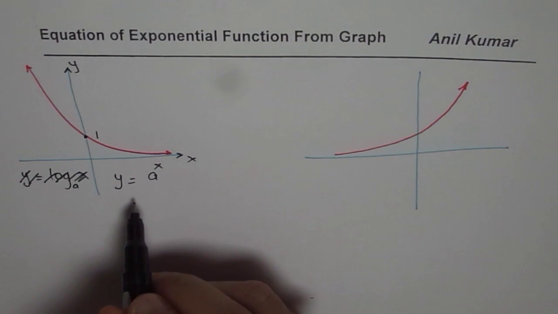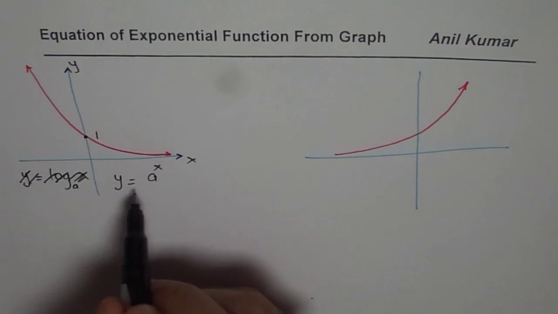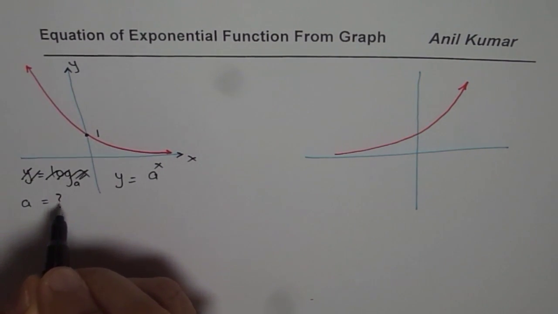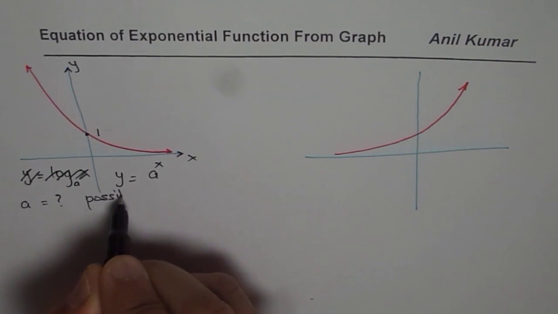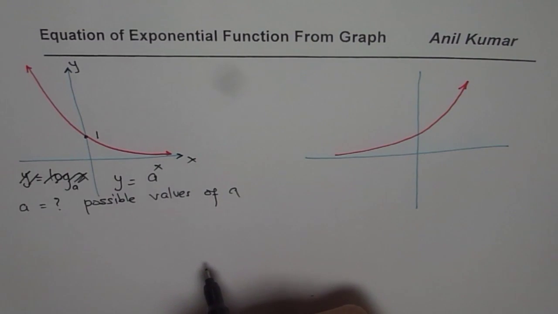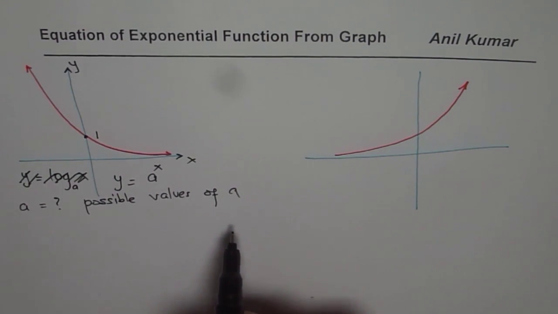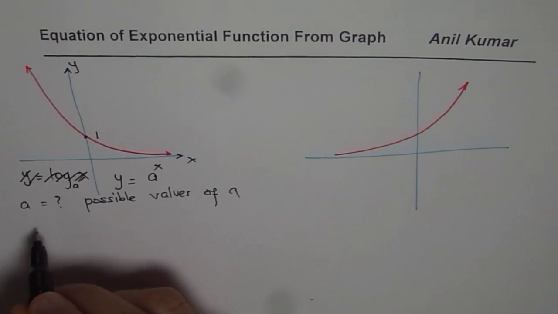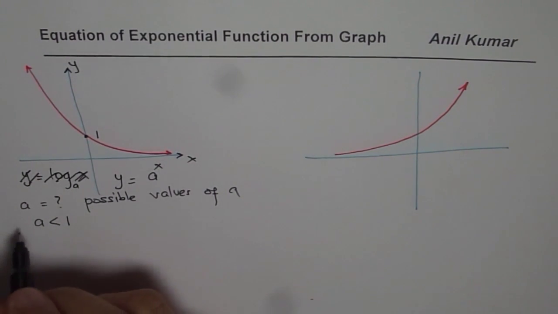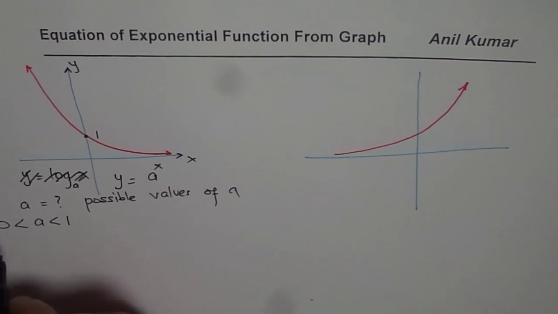Now my question to you is that the equation should be something like this for this particular graph. What could be the values of a? You have to give me possible values of a. So in this case, what do you think could be possible values of a? Now as you see, this exponential graph is actually decreasing. That means a should be less than 1, and as you know, a is always positive, so it has to be greater than 0. So a is a fraction between 0 and 1. These are all the possible values of a.